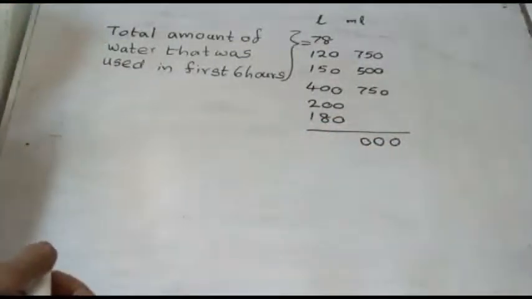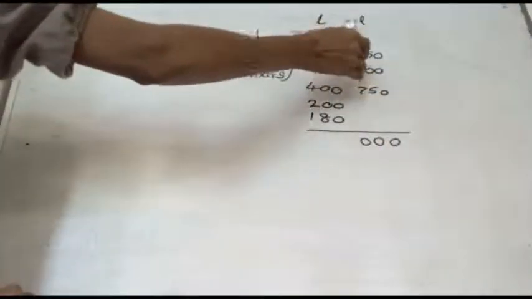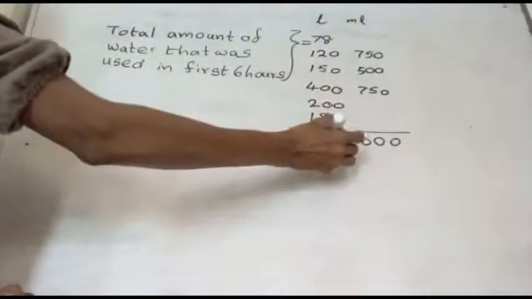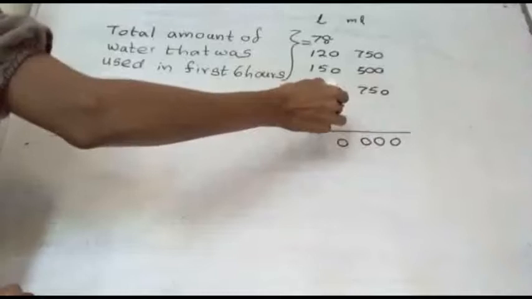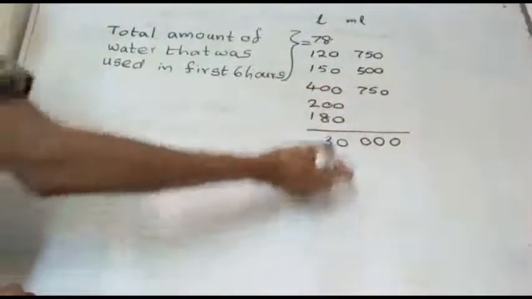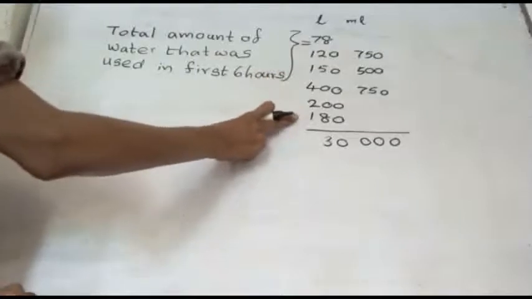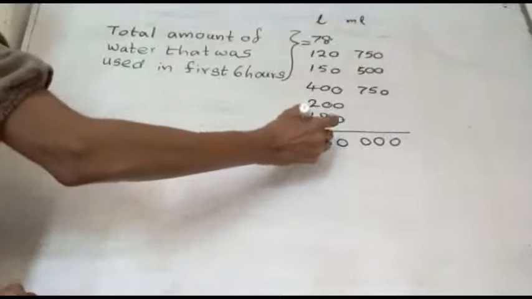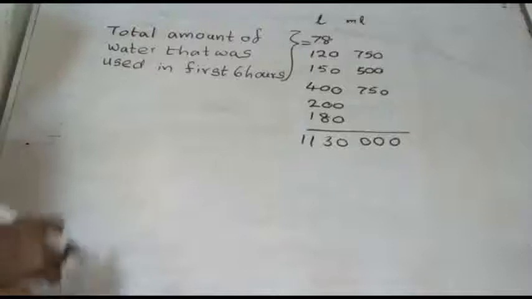Find the amount of water that was remaining in the tank at the end of the 6 hours. 10, remaining 1; 8, 13, 20, remaining 2. 2 plus 8, 10, remaining 1. 1 plus 7, 8, plus 2, 10, plus 5, 15, plus 8, 23, remaining 2. 2 plus 1, 3, plus 1, 4, 4 plus 4, 8, plus 2, 10, plus 1, 11. 1130 liters.